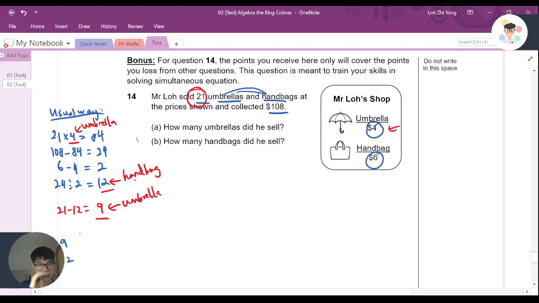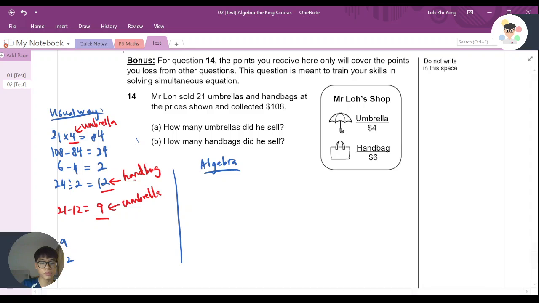Okay, something simple. Now, if you're feeling that, teacher, what if now I want to try the algebra one? I don't want to use the usual way. I want to try the algebra way. So what should I do? What you can do is, let me erase this, you actually can just assume that the number of umbrella we have is U, the number of handbag we have is H. Let me just write here, the number of umbrella, the number of handbag.